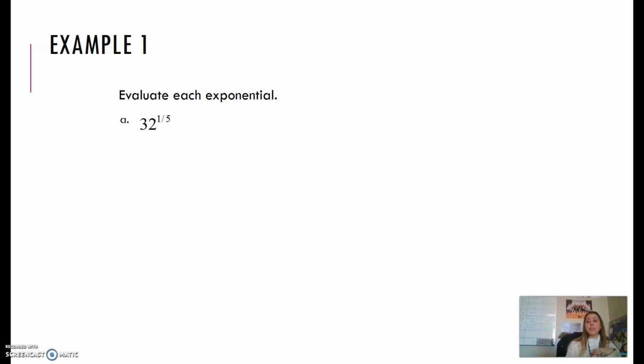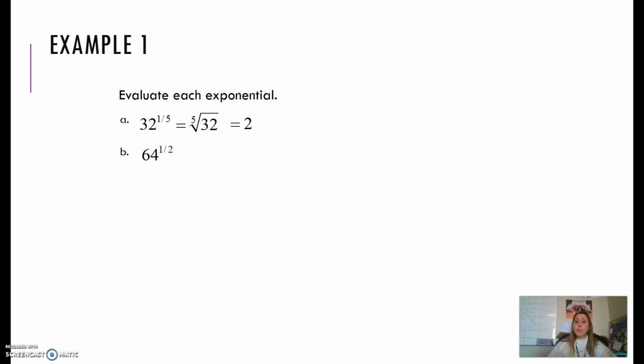So if I'm going to evaluate this, I'm going to rewrite it so that I know that my index is 5, and then this whole thing is going to go underneath the radical sign. So I'm going to take the 5th root of 32, which we've already learned how to do. So 2 times 2 is 4, times 2 is 8, times 2 is 16, and 16 times 2 is 32. So 2 to the 5th power is 32, so then the 5th root has to be 2.